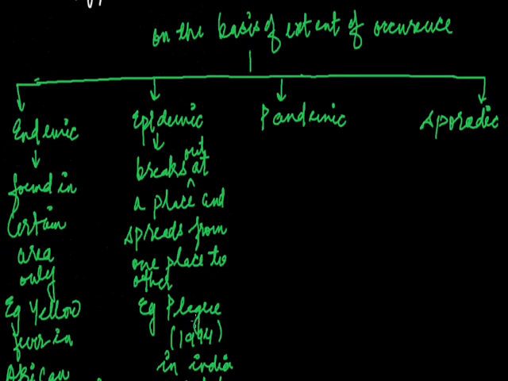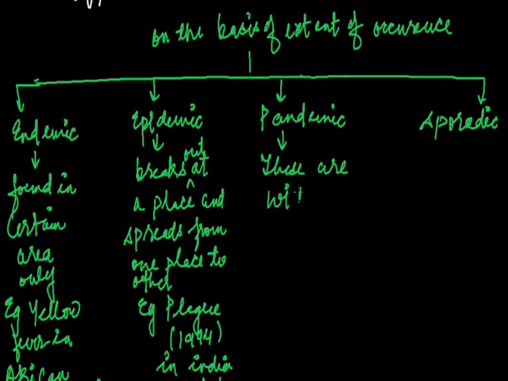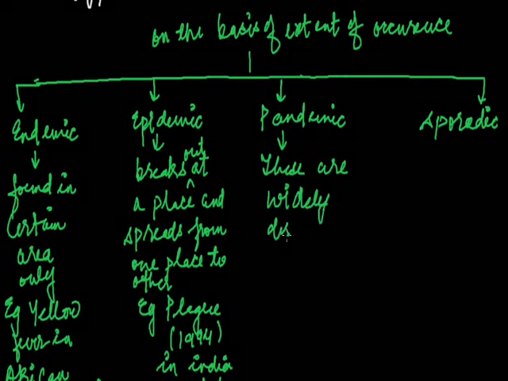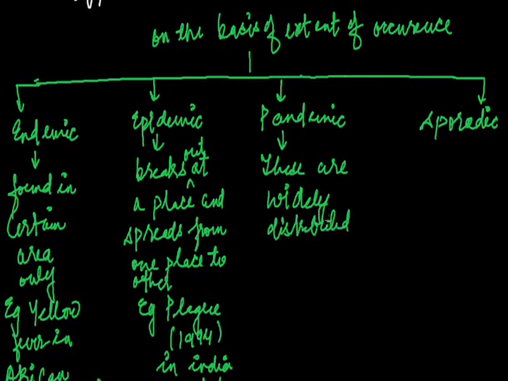Pandemic diseases are widely distributed worldwide. The best example of a pandemic disease is AIDS. As we all know, AIDS patients are found all over the world.